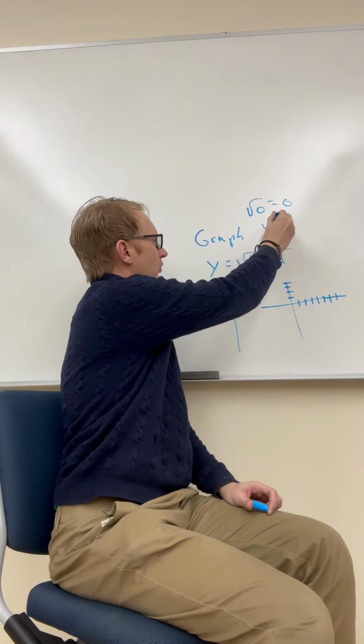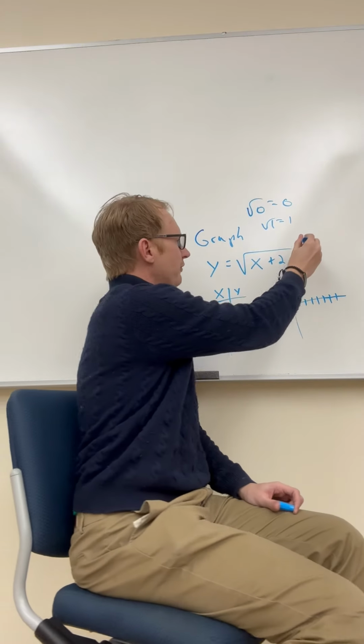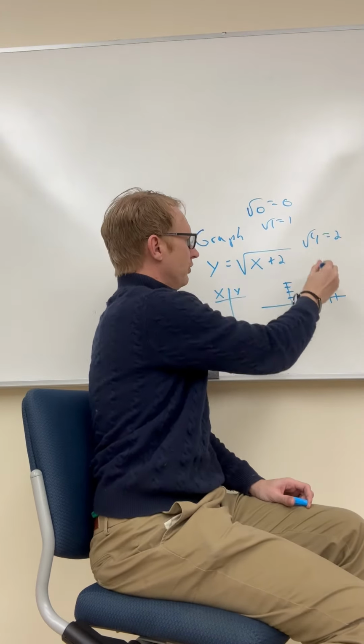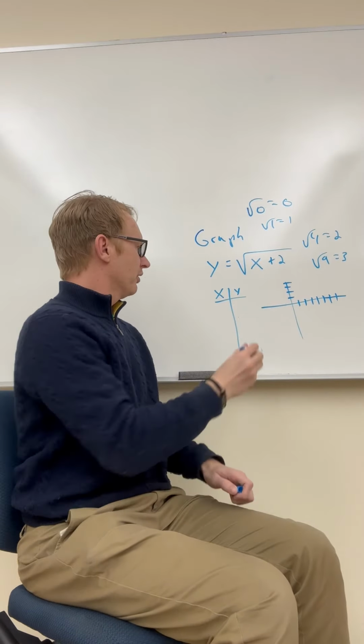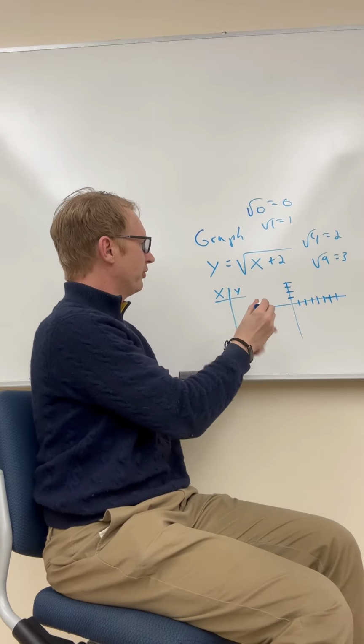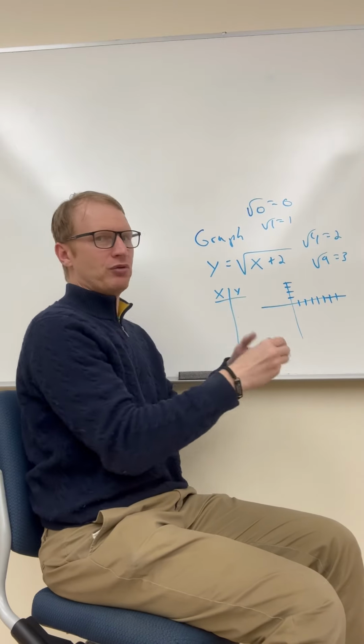If I do the square root of 1, that's 1. If I do the square root of 4, that's 2. If I do the square root of 9, that's 3. So when I make my table, let's try to get those values here. So what number would I put in for x to get the square root of 0?